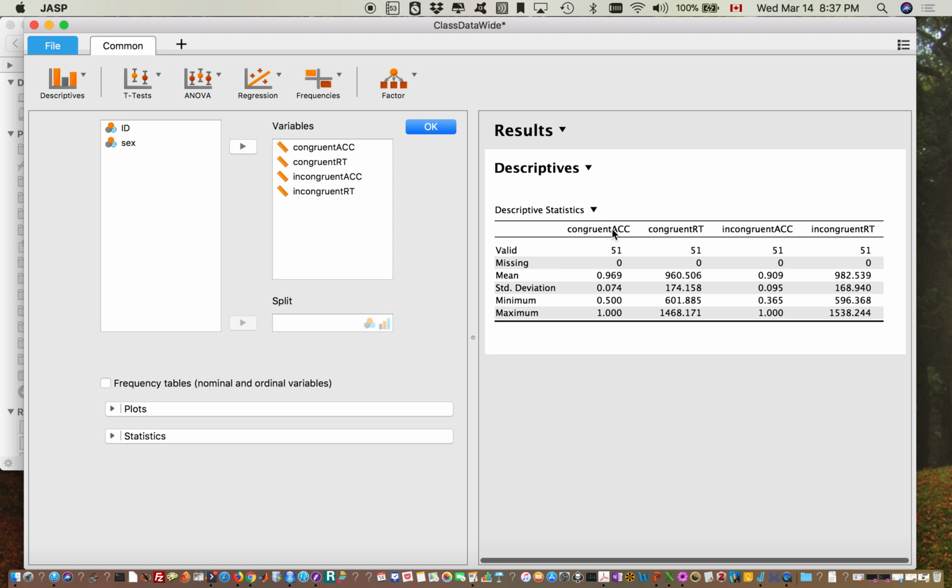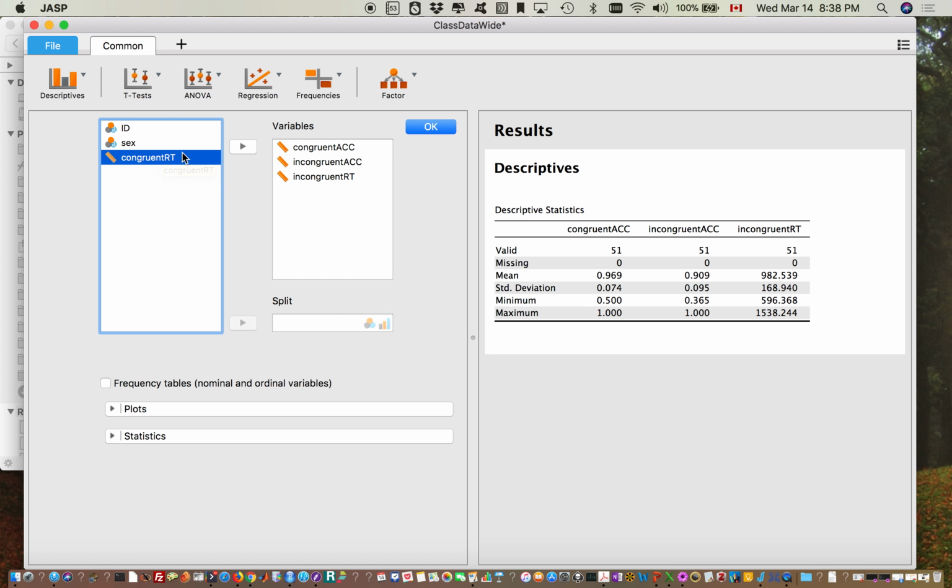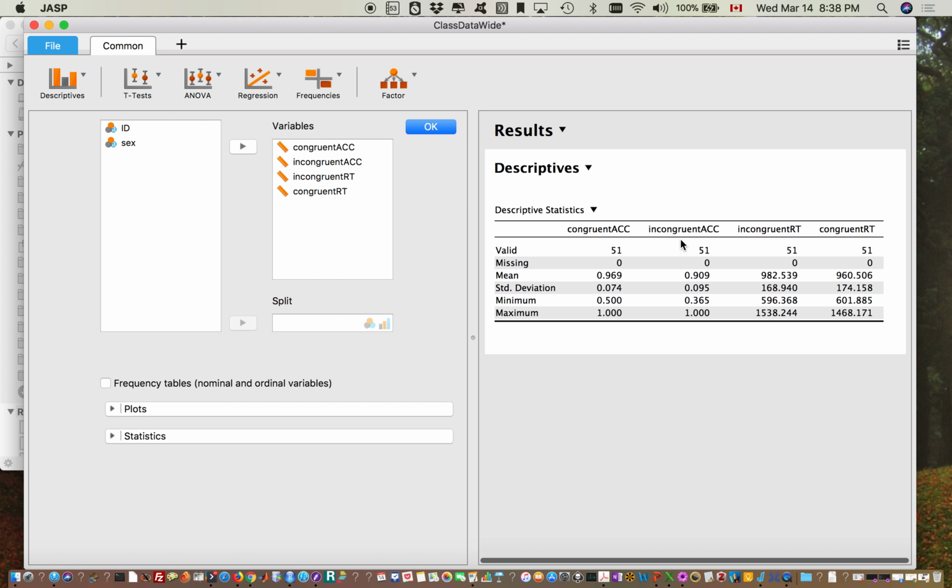It has congruent accuracy, incongruent accuracy, congruent reaction time, and incongruent reaction time. You might want to move these around so that the accuracies are next to one another, and we could do that by simply doing something like that. Now you've got the reaction times together and you've got the accuracies together so that they're more easily comparable. You can see that we have some common descriptive statistics that we've talked about, the mean and the standard deviation, and we've also got the minimum and the maximum, so we do have a measure of the range as well.